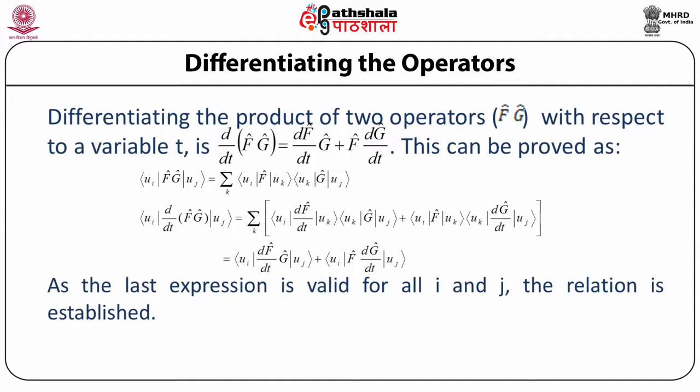bra vector ui d by dt of product of operator f and operator g, ket vector uj is equal to bra vector ui d by dt operator f times operator g, ket vector uj plus bra vector ui operator f times d by dt operator g, ket vector uj. As the last expression is valid for all i and j, the relation is established. For example, differentiating a function e to the power operator a times t, e to the power operator b times t, we will proceed as follows.